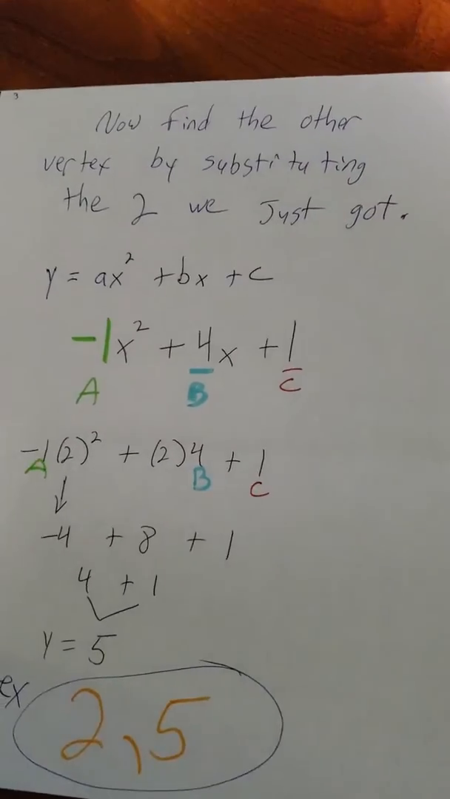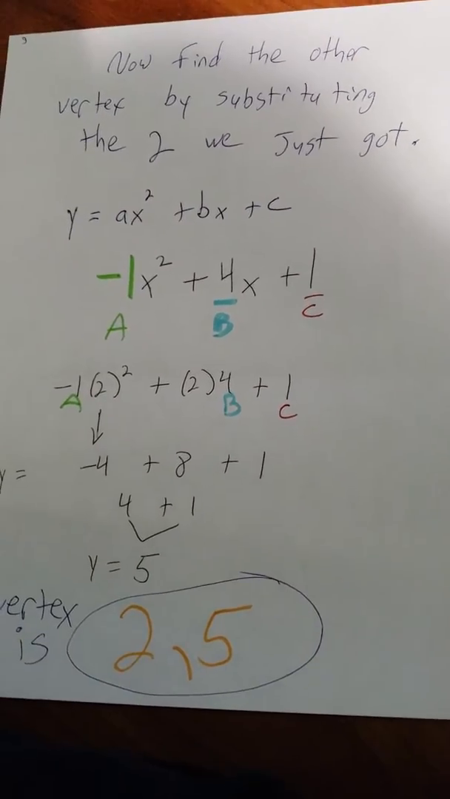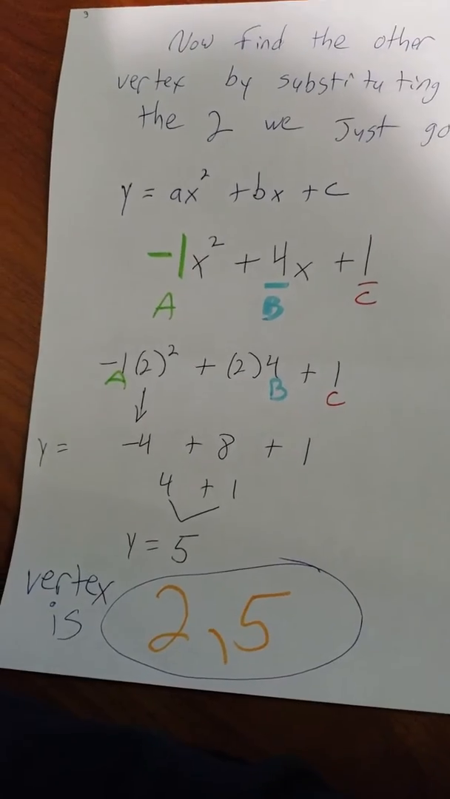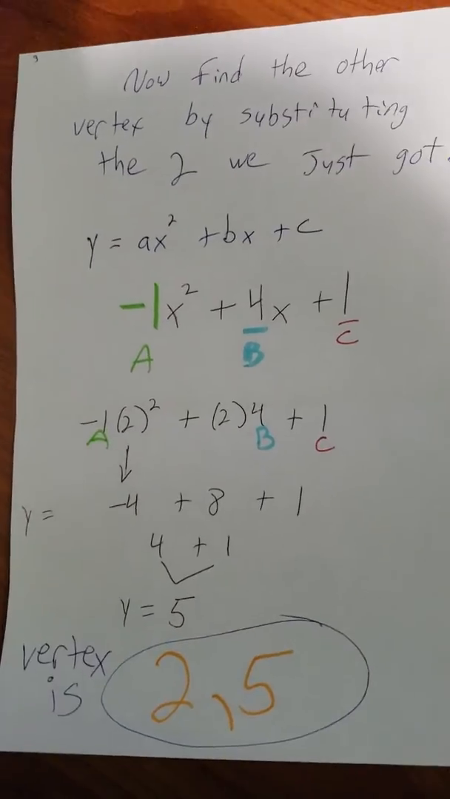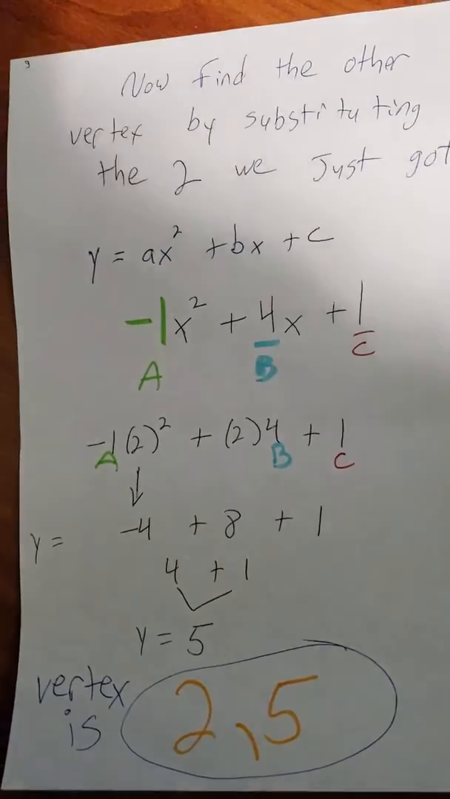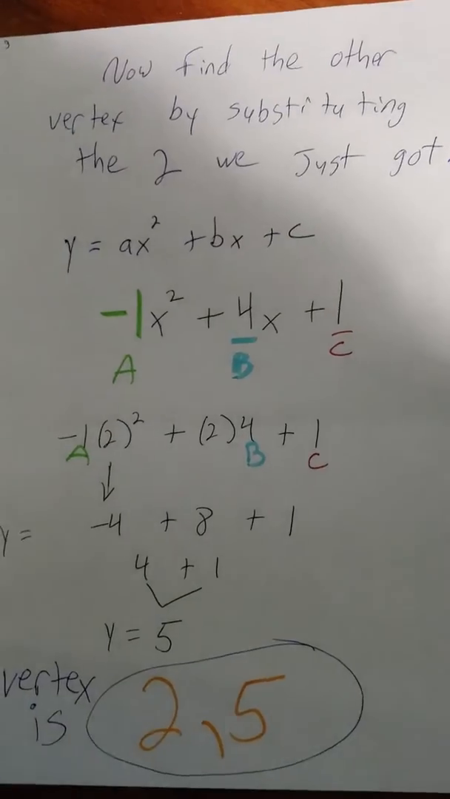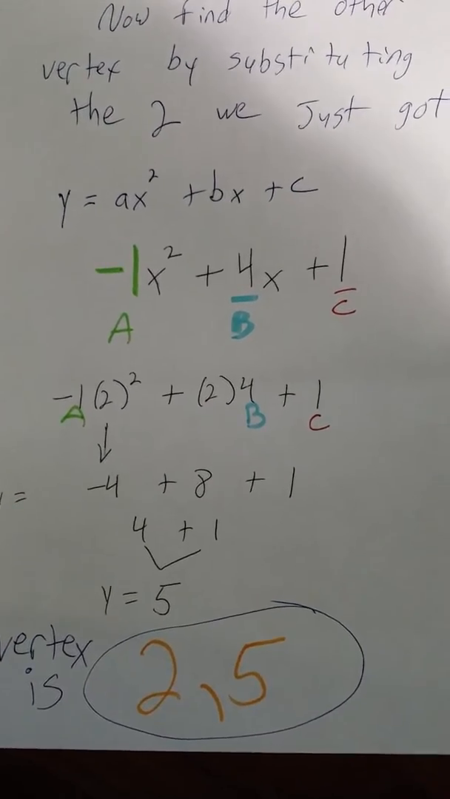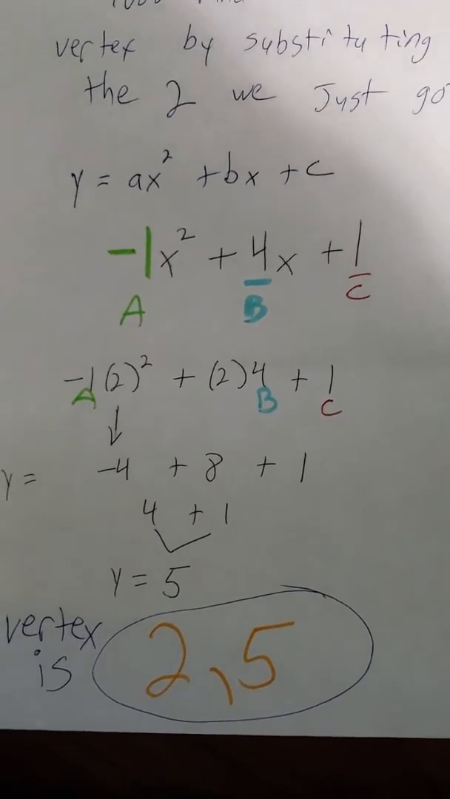Now we have to find the other vertex by substituting the 2 we just got. y equals ax squared plus bx plus c is the formula. So we're going to use the same equation, which is negative 1x squared plus 4x plus 1. Identify our a, b, and c. Negative 1x squared is our a. Positive 4x is b. And positive 1 is c.